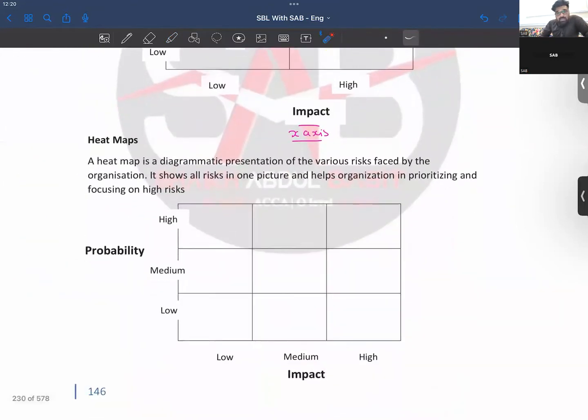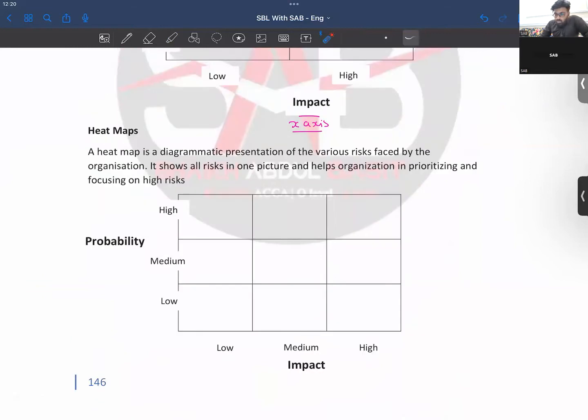So let's do heat maps also. Now, a heat map is the same as the TARA framework, but you need to plot the risks. A heat map is basically a diagrammatic presentation of the various risks faced by the organization. It shows risks in one picture and helps the organization in prioritizing risks, right?